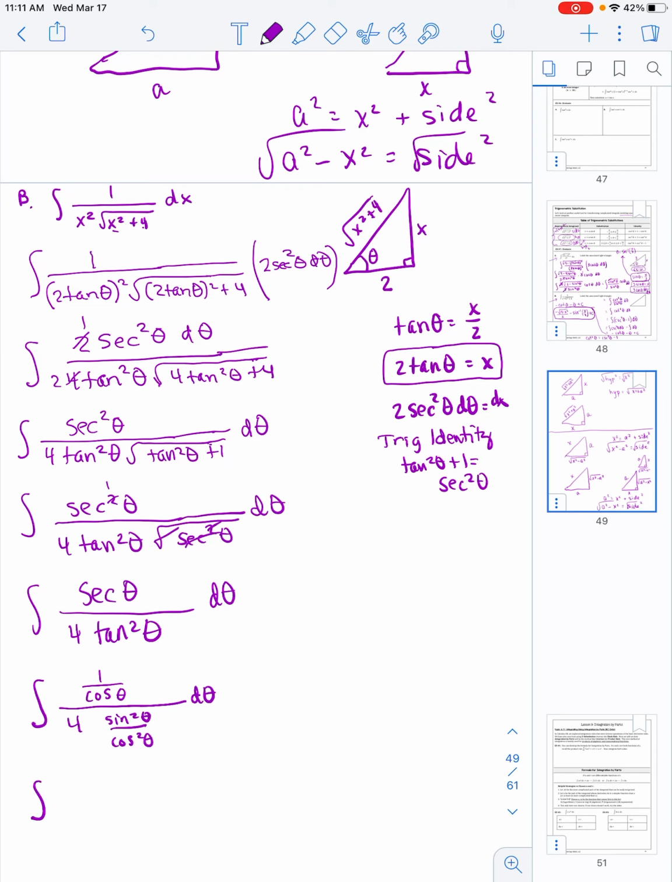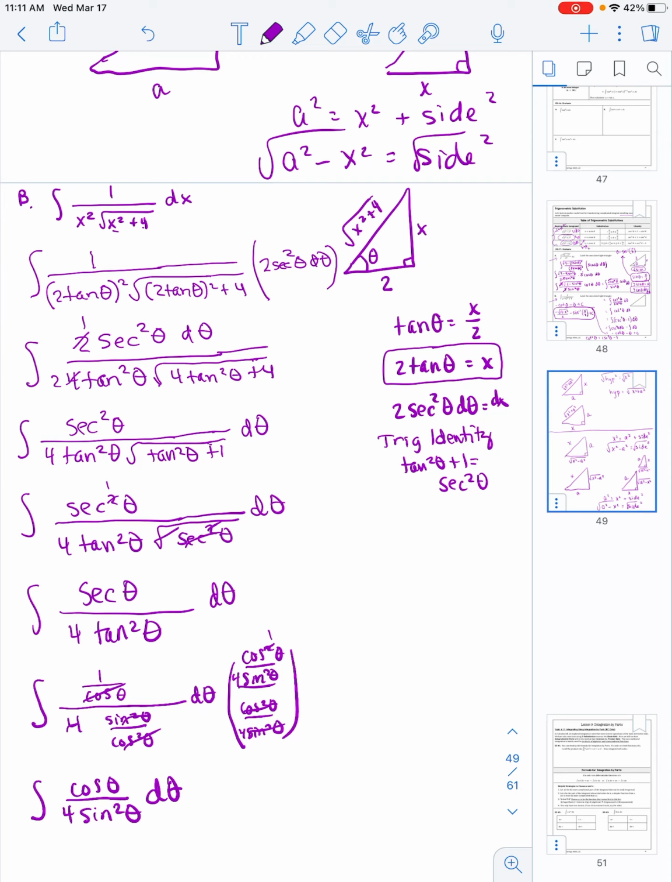And if you multiply by cosine squared theta over sine squared theta over itself, because you're wanting to get rid of this denominator, I guess I should have said 4 here, so that then you can see that this cosine goes away with one of these. So this becomes cosine theta over 4 sine squared theta.